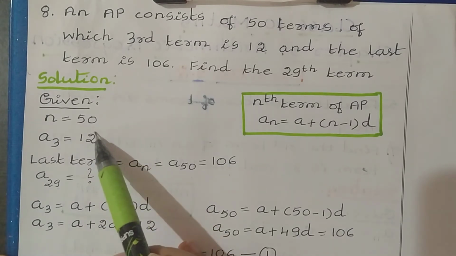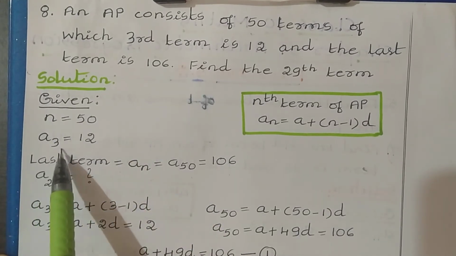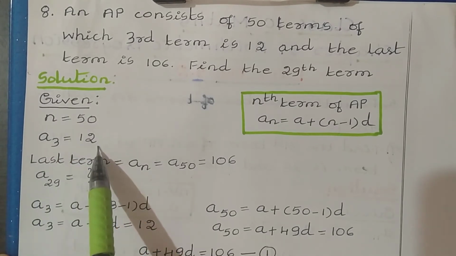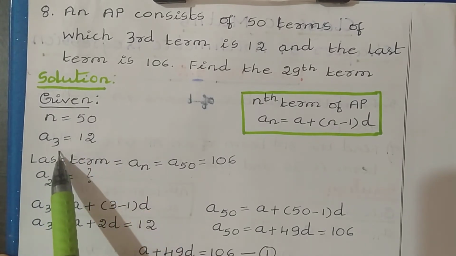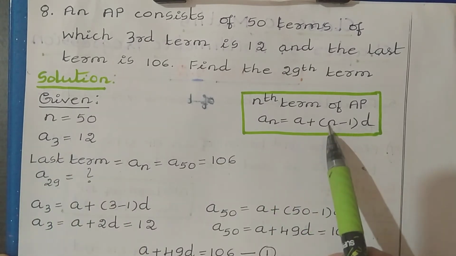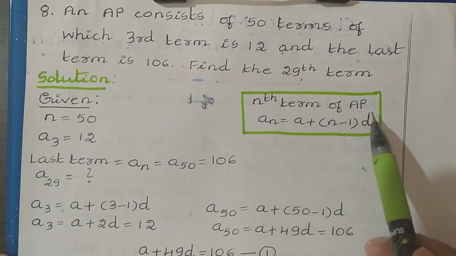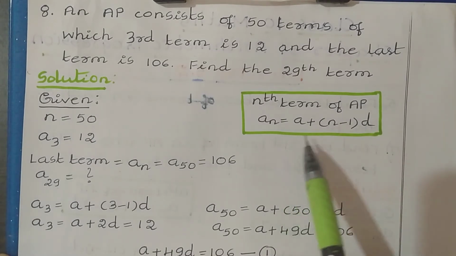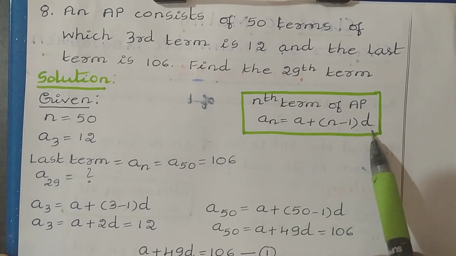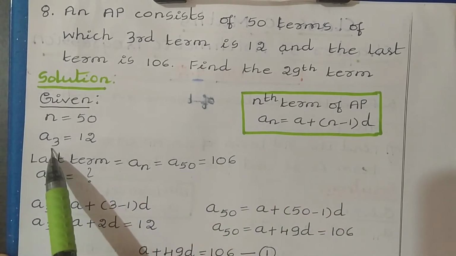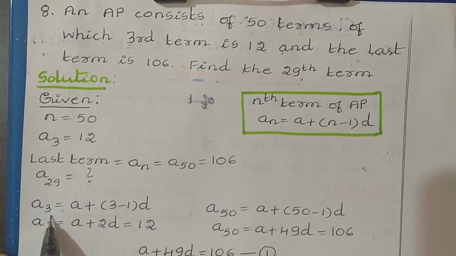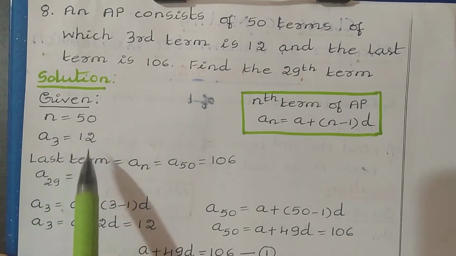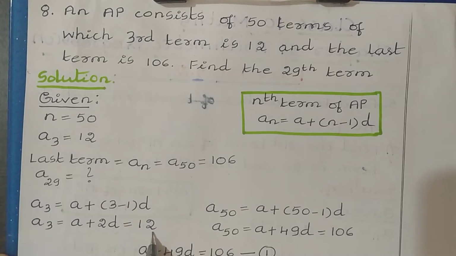First, let us use the given values. They have given A3, the third term, is equal to 12. So here, n value is 3. So let us use this formula, nth term of arithmetic progression, an is equal to a plus n minus 1 into d. Here n value I am taking as 3. So we get a3 is equal to a plus 3 minus 1 into d. A3 is equal to a plus 2d. A3 is 12, so this is equivalent to 12.